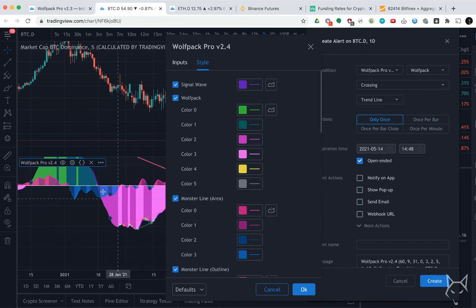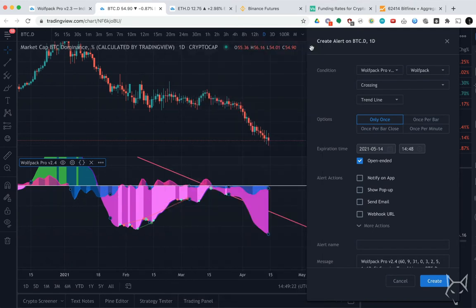These are all the colors on the main wave. So we've got the correct notification to set up here. So you can click create, and there you have it. You can do this for any coin pair that you like, any altcoin.